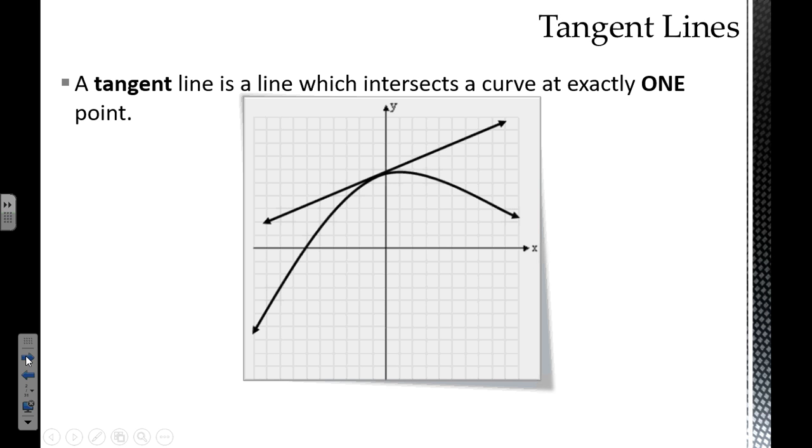If you think back to your days in geometry, you talked about secant lines and tangent lines. Tangent lines intersected your circle once. Secant lines intersect your circle how many times? Twice.